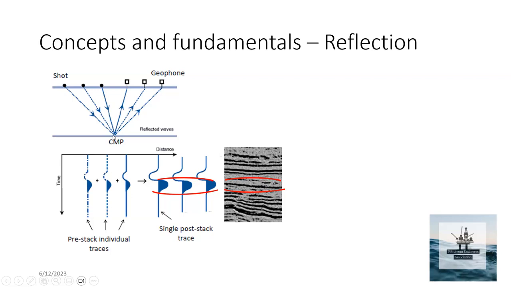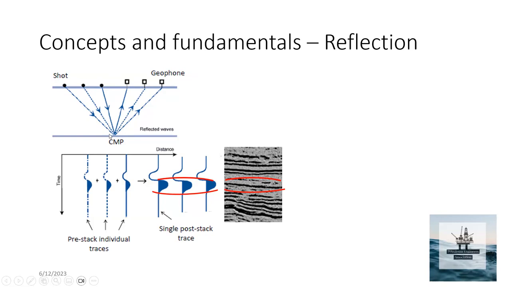Okay, let me summarize it again because this is really very, very important. You have the shots and the receiver. We shoot. This is the incident ray with the incident angle. It is reflected according to Snell's law because we have a horizontal reflector. So it is reflected with the same angle, the angle of reflection, to the receiver. We have the CMP, the common midpoint between shot and receiver.